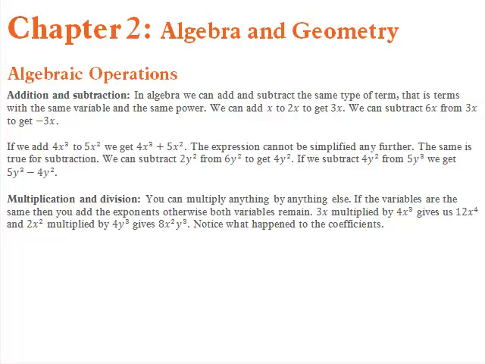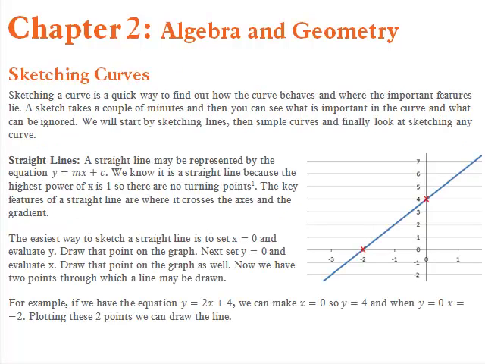Now I'd like to look at sketching curves. Starting with a straight line, you need 2 points to draw a straight line. The easiest 2 points to find are when x equals 0 and when y equals 0. So if we had the equation y equals 2x plus 4, you'd set x equal to 0, in which case y would equal 4, which would give us this point here. And you can set y equal to 0, in which case 2x plus 4 equals 0, so 2x equals minus 4, so x equals minus 2, which is this point here. And when you've got the 2 points, you can draw the straight line between them.